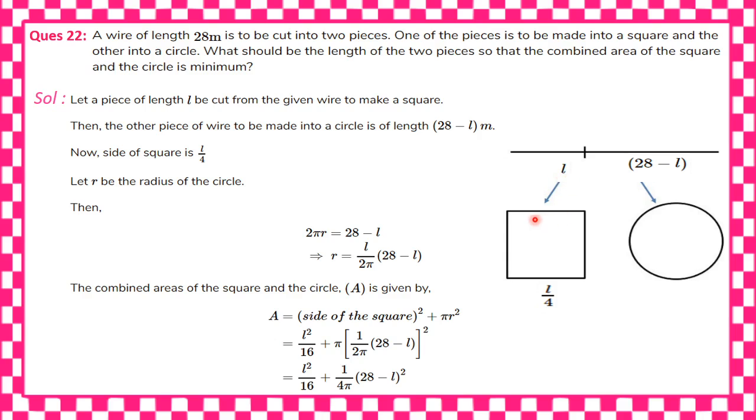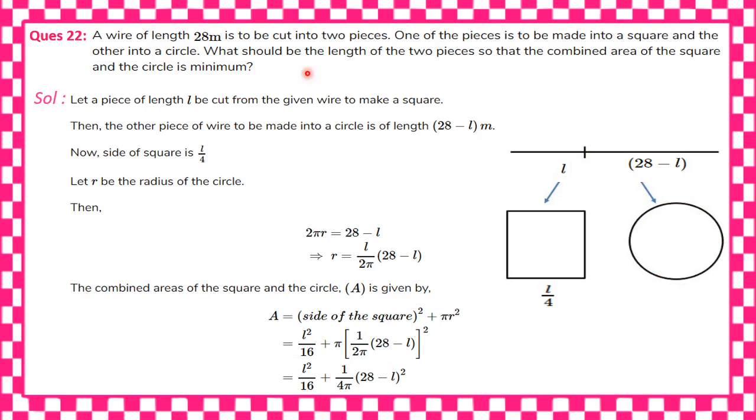Now we are making a square out of this piece. So it means L will be the perimeter of that square. So what will be the side? L by 4. And here we are making a circle from this piece. So this 28 minus L will be equal to the circumference of the circle.